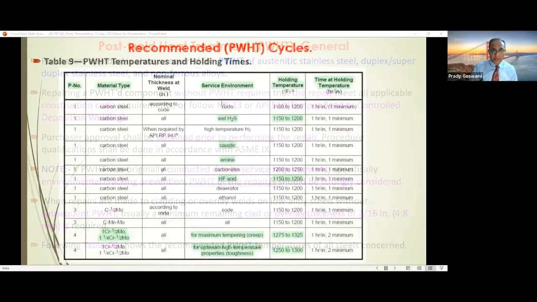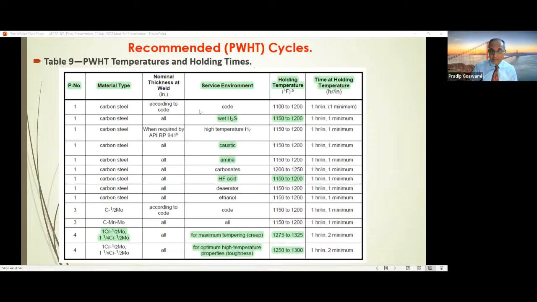And this is a table which talks about the typical post-weld heat treatment which is recommended by RP 582. As you can see here, the minimum temperature, say if you look at carbon steel, the minimum temperature which is recommended by ASME Section 8 is 1100 degrees Fahrenheit or 595 degrees centigrade. But you can see here, this range is higher, that is 1100 to 1200. For all carbon steels, for various services as shown here, it is generally in the range of 1100 and above up to 1200 degrees Fahrenheit.